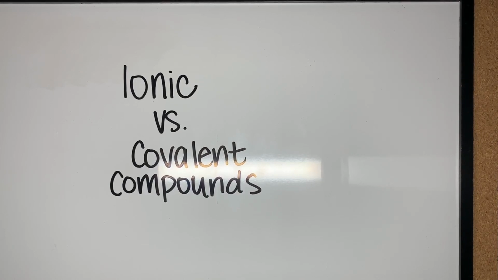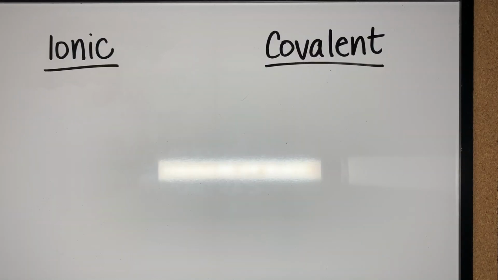In this video, I'm going to do a quick rundown on ionic versus covalent compounds, meaning I'm going to talk about how to differentiate between the two, how to name from a given formula, and also how to write a formula from a given name. To start out, let's talk about the basic differences between ionic and covalent compounds.